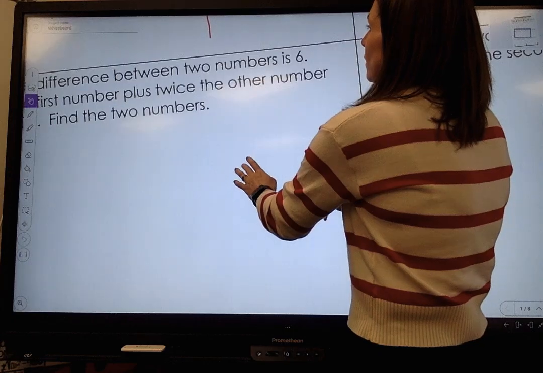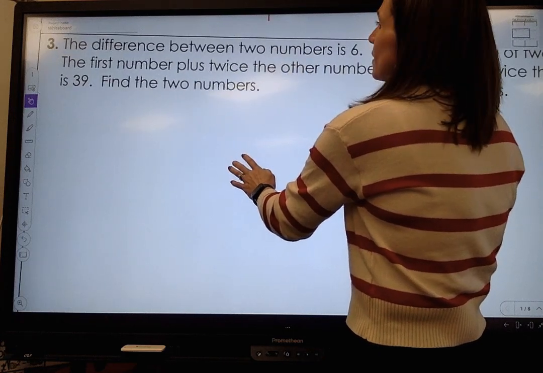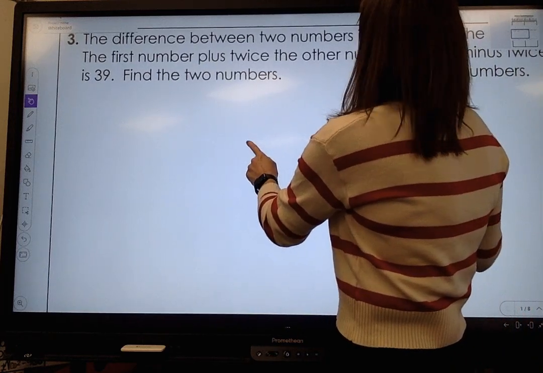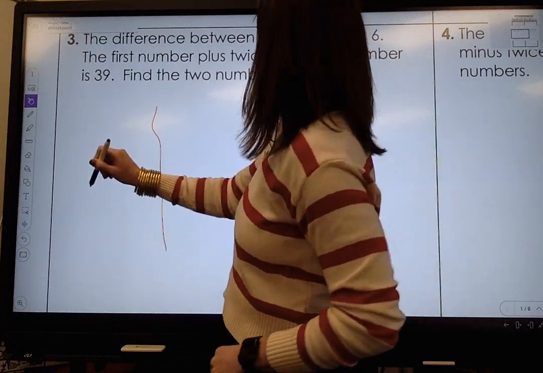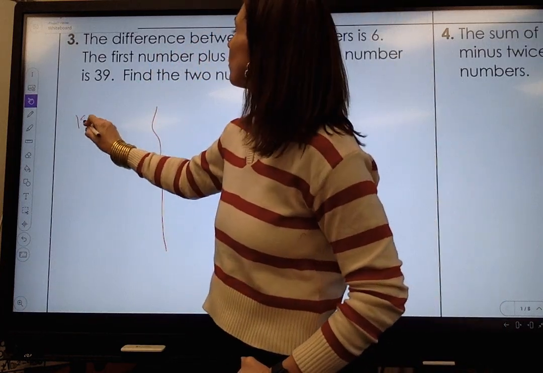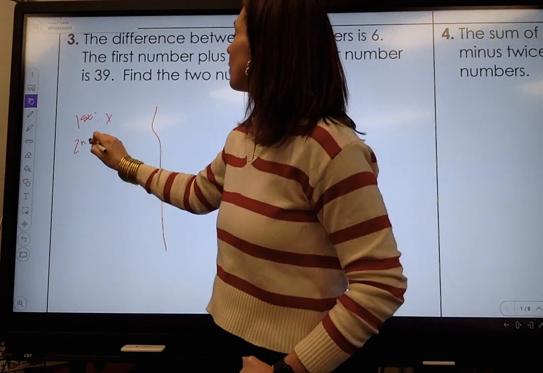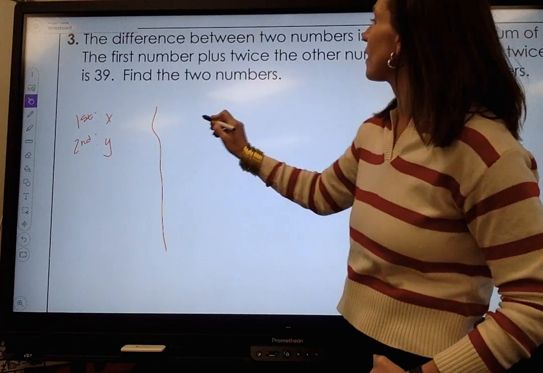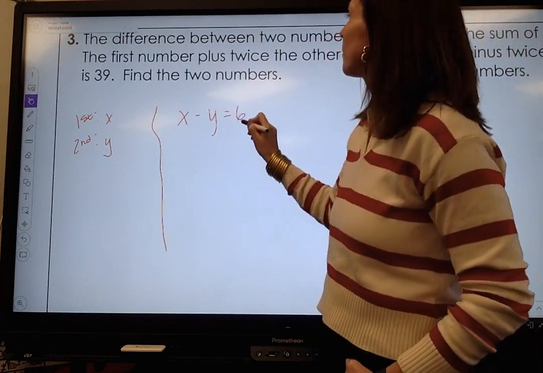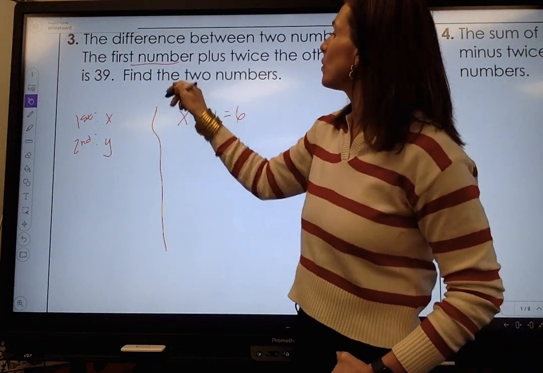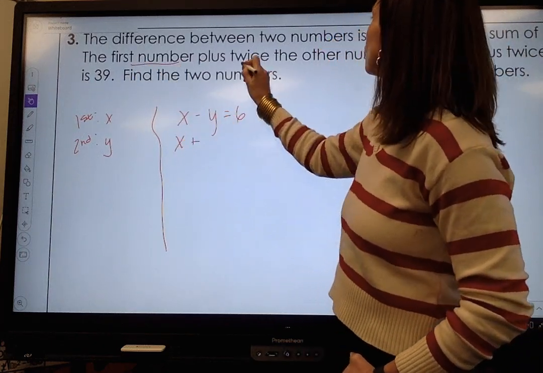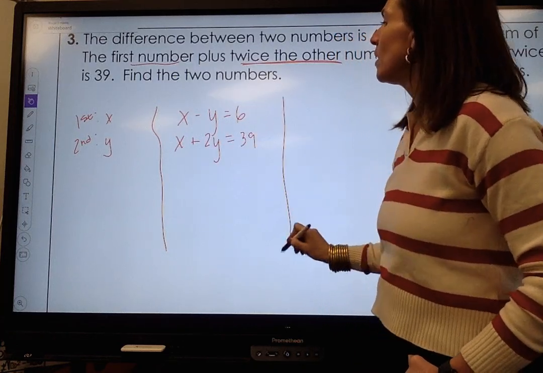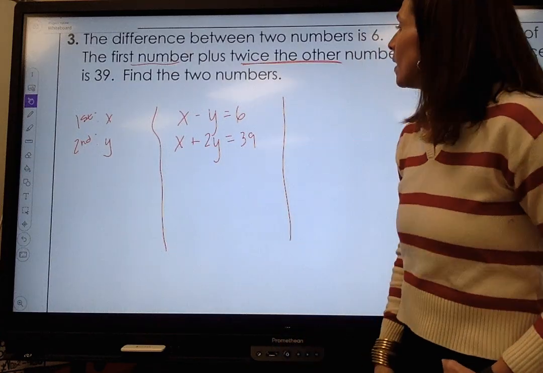The difference between 2 numbers is 6. The first number plus twice the other number is 39. So again, I'm going to start by identifying. We're talking about 2 numbers. So the first number I'm going to say is x. The second number I'm going to say is y. And it says the difference between 2 numbers is 6. So x minus y equals 6. Now it says the first number plus twice the other is 39. So now I have set my equations.